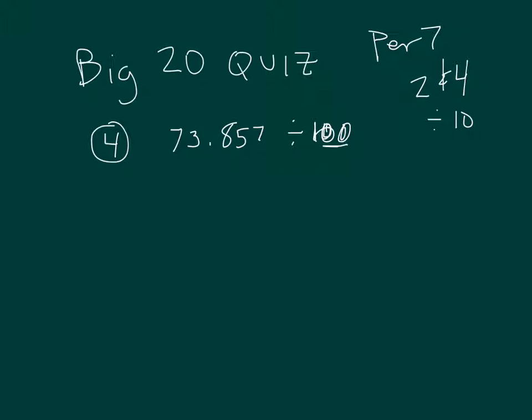When we divide by 100, we're going to divide by moving the decimal 2 place values to the left, which is going to make this 2 place values less in value. If you're dividing by 100, it becomes 2 place values less. So this becomes 0.73857.